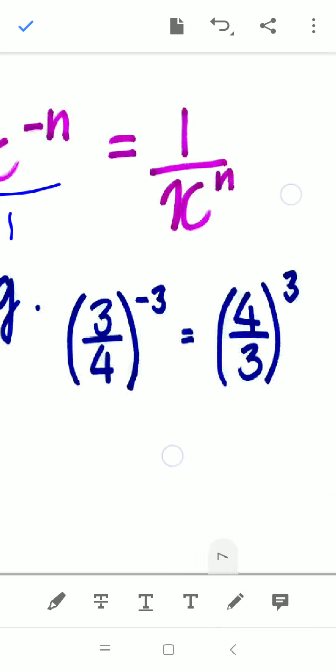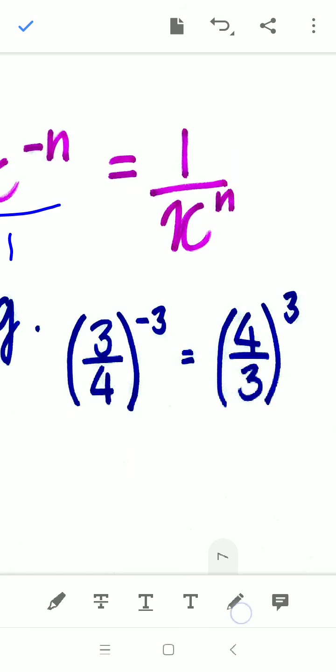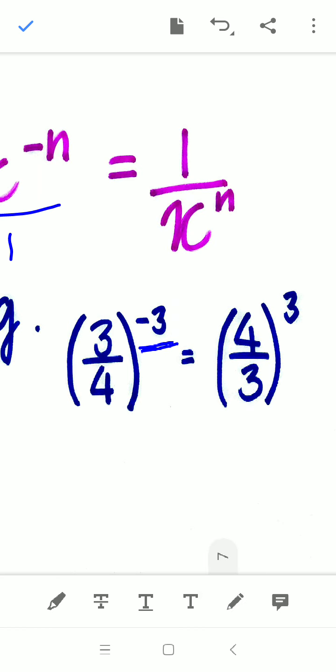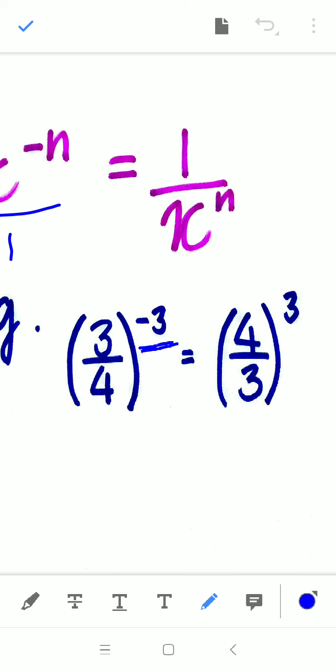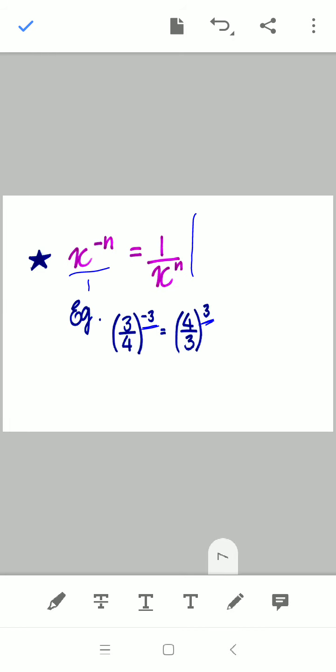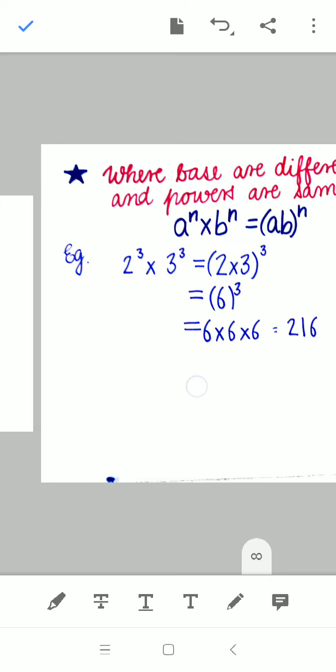Let us see the example. 3 upon 4 raised to the power, here the power is a negative exponent. We reciprocal it. We have made it 4 upon 3. Reciprocal means making the denominator the numerator and the numerator the denominator. And then after reciprocaling, we have made the power positive. So whenever there is a negative exponent, it can be made positive by reciprocaling the fraction and making the power positive.